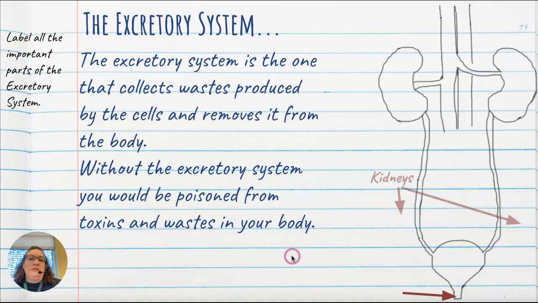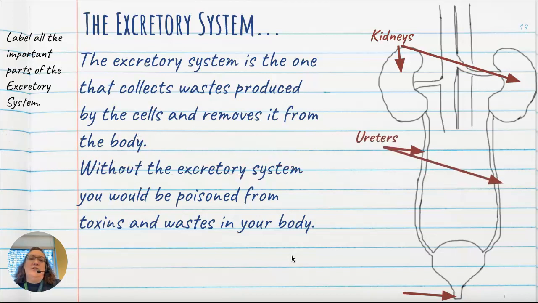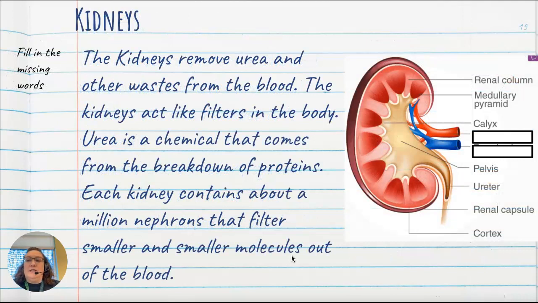So, first off, the first part we're going to talk about are the kidneys. The kidneys are filters, and we're going to talk more about that here in a second. Then there are these tubes called the ureters, which lead from the kidneys down to the bladder. And from the bladder, liquid wastes are removed at the urethra. So that brings us over here to the kidneys.